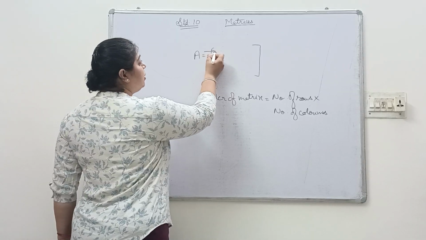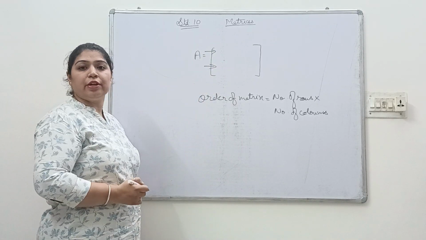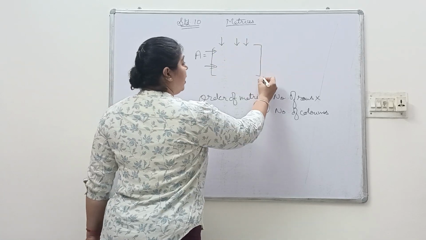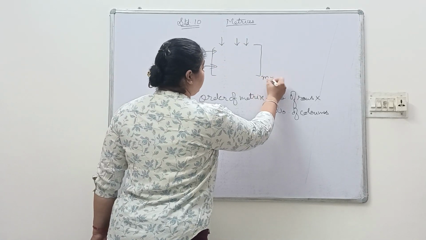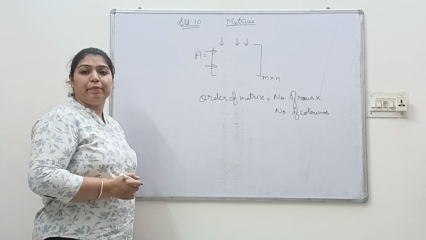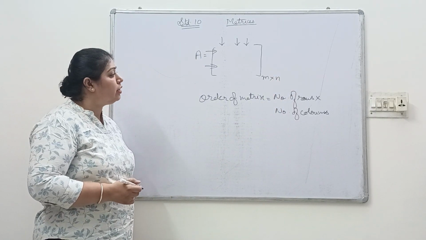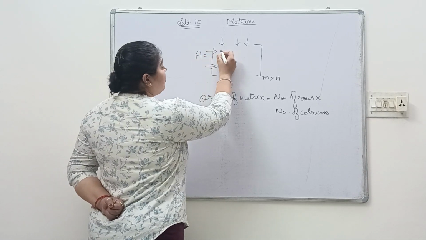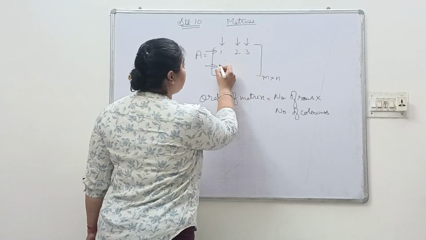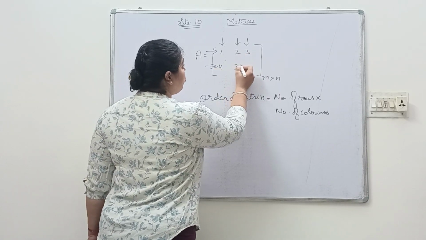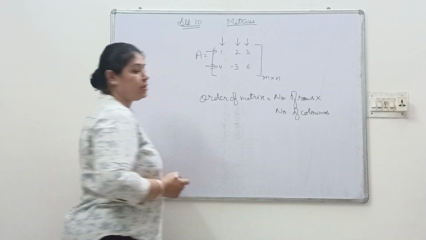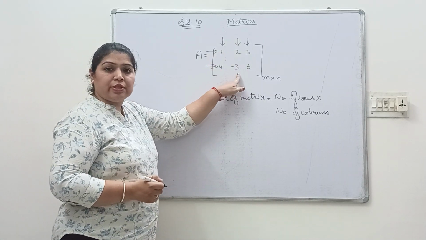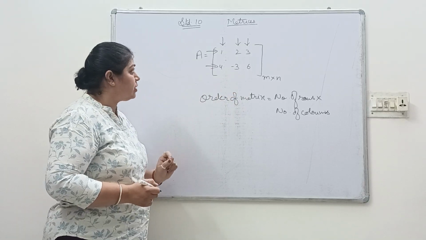The horizontal lines are known as the rows and the vertical lines are known as columns. The order of a matrix is represented by m by n, where m is the number of rows and n is the number of columns. Let us suppose I have a matrix A having elements 1, 2, 3, 4, -3 and 6. These are known as the elements or entities of the matrix.